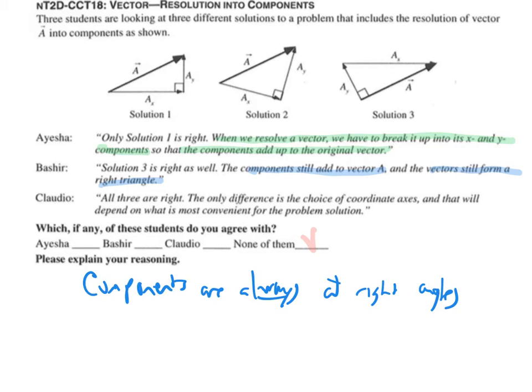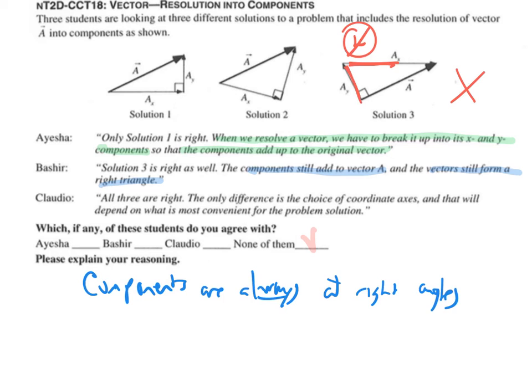So if we look over here, we say, oh, that's okay, AX and AY are perpendicular. And over here, AX and AY are perpendicular. But for Bashir, unfortunately, AY is not perpendicular to AX. There's no good symbol for that. We know that because it is perpendicular to A, so it can't be perpendicular to AX. That means that this one is unfortunately no good.